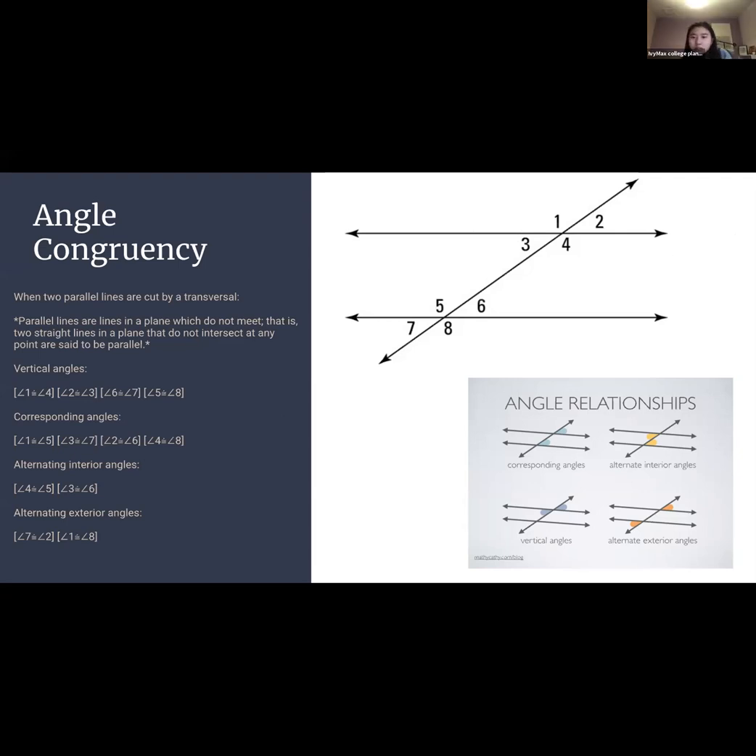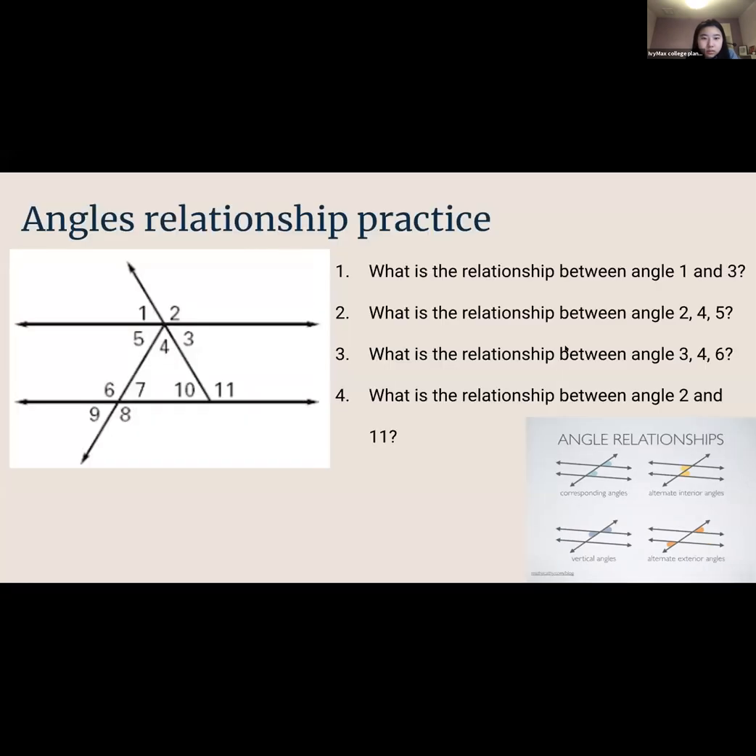Cool, okay. So next one. Here has some practice. And if you forgot the angle relationships, you can also check it in the bottom. So let's see. Polo, do you wanna go?